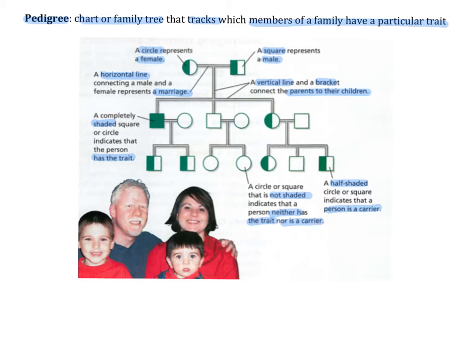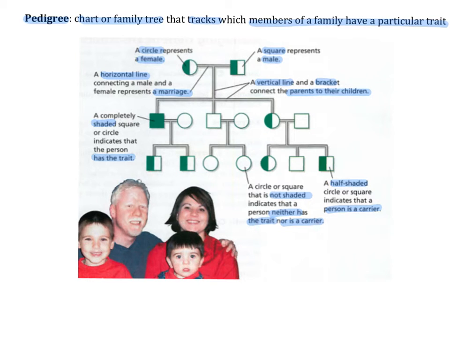When there is a horizontal line connecting a male and a female, that represents a marriage, as you can see here. So this female and this male are married. A vertical line and a bracket will connect parents to their children. So we know that these individuals here are the offspring of these two parents.